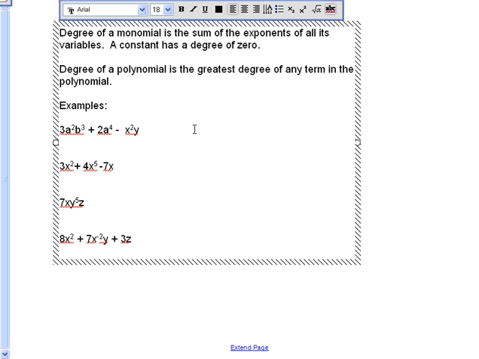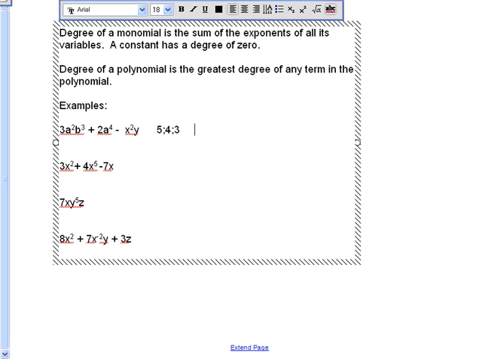3a squared b to the third has exponents of 2 and 3, so that would be a degree of 5. 2a to the fourth, there's just one variable with an exponent, and that's got a degree of 4. And then x squared y. Now, at first you might think, oh, it's just x squared, so that's got a degree of 2. But when you have a variable like y and no exponent, we always assume an exponent is 1, y to the first. So that would have a degree of 3.